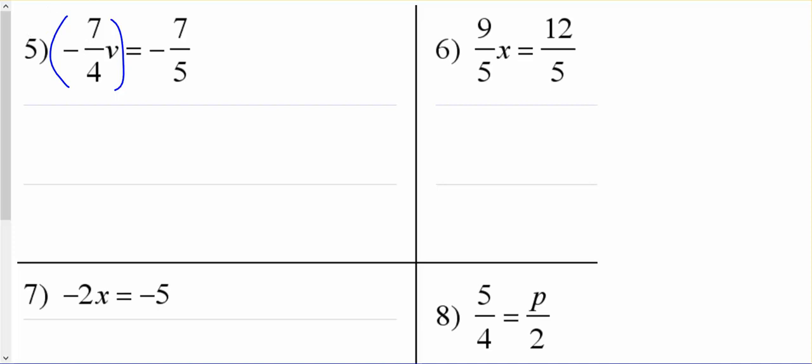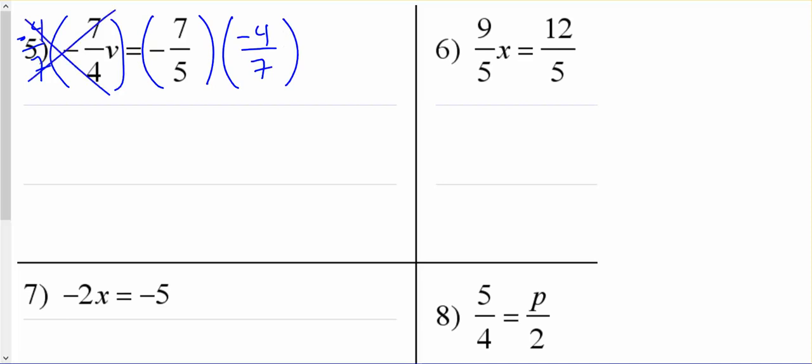So we're left with v on our left side, and now we can simplify if we can. Now I look at this first and I say, well, I've got a negative and a negative, so two negative factors. I know my answer is going to be positive, so I don't even worry about my sign now. My 7s simplify out, and my answer is 4 over 5.